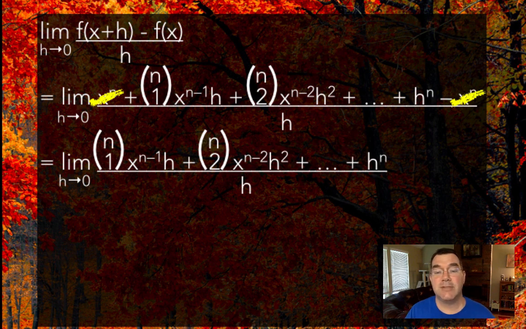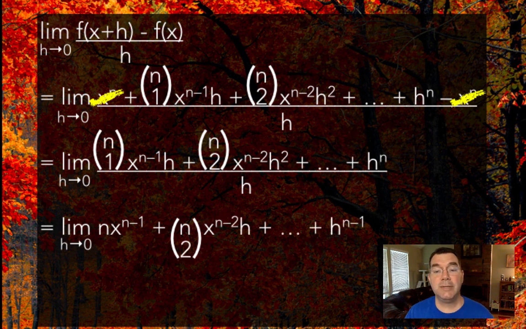As you can see, I've still got the n choose 1 times x to the n minus 1 times h. I've still got all those terms, and they can all individually be divided by h. So that's exactly what I'm going to do. That means that the first term, n choose 1, is simply n, so I'll simplify that one. But every term after that has at least an h in it.